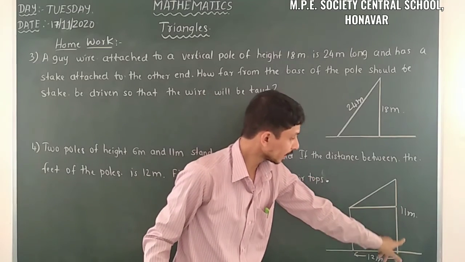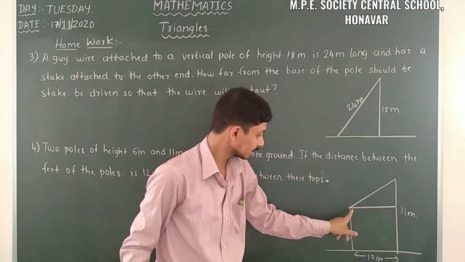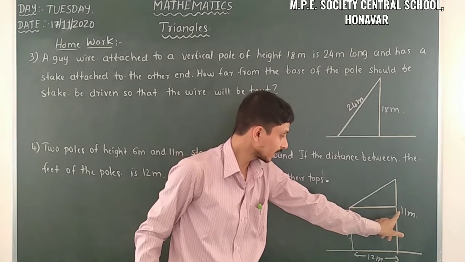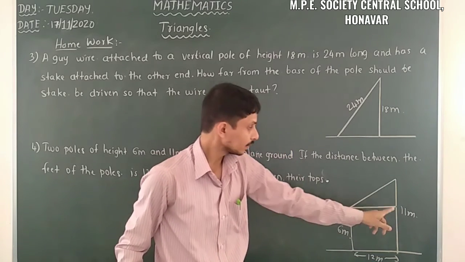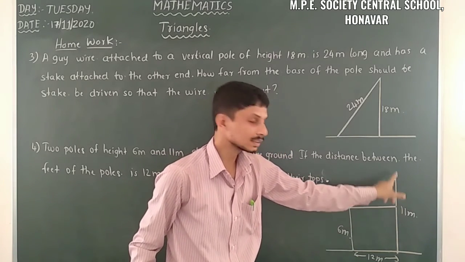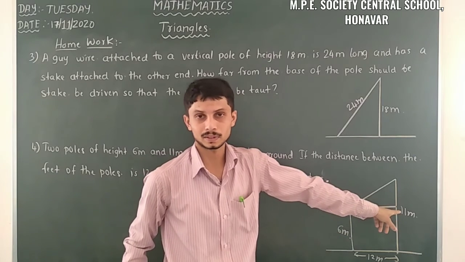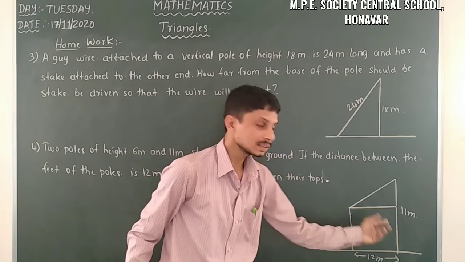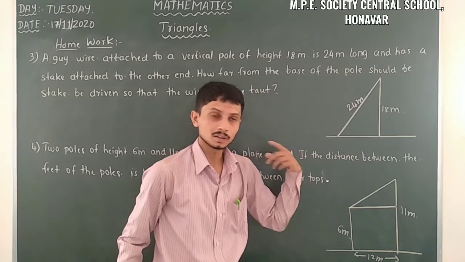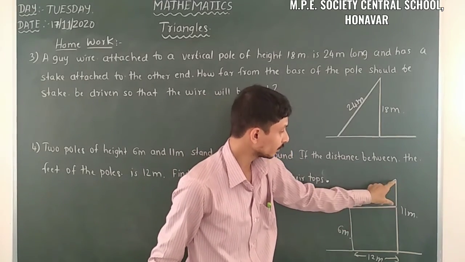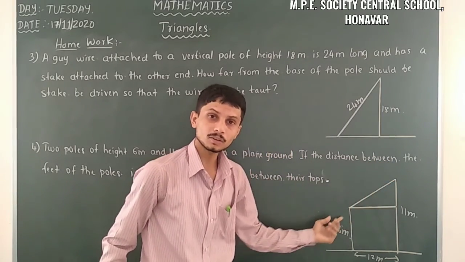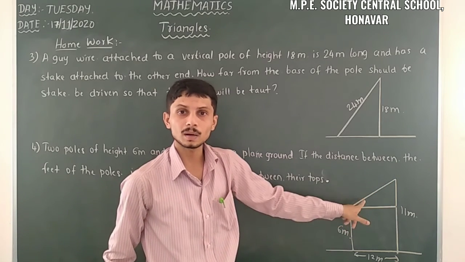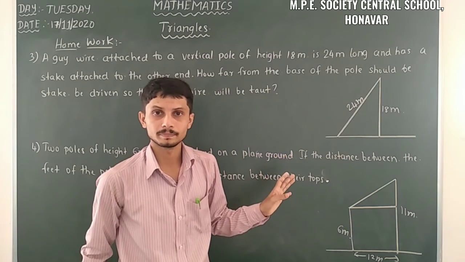So its complete height is 11 meter, and here this height is 6 meter. So when this height is 6 meter, this height is also 6 meter. Then we can easily find out this distance by subtracting 6 from 11. And then we have 12 meter here, so this distance is also 12 meter. So here we have this distance, and here we have this distance, then we can find out the distance between the tops with the help of Pythagoras theorem.